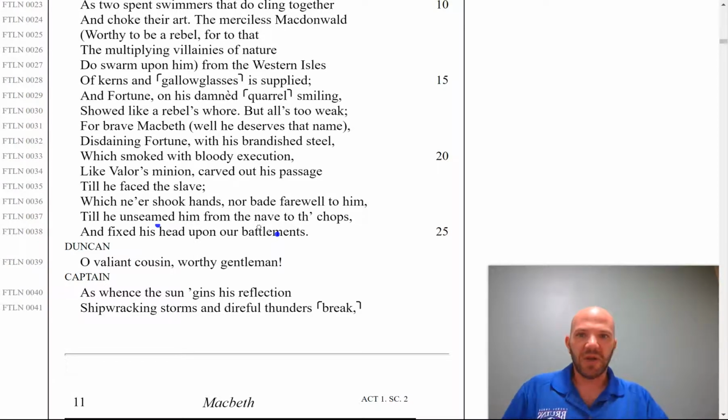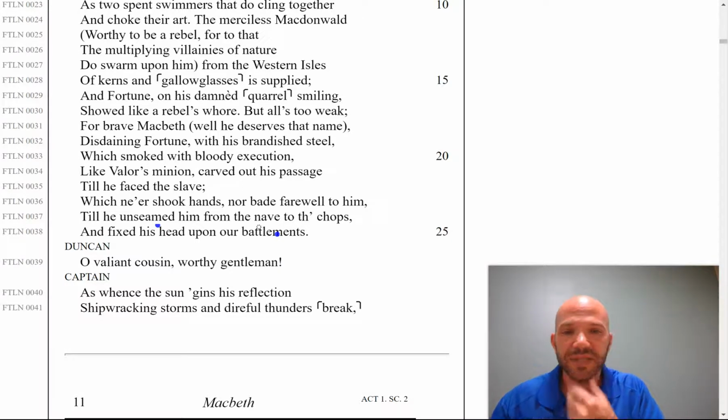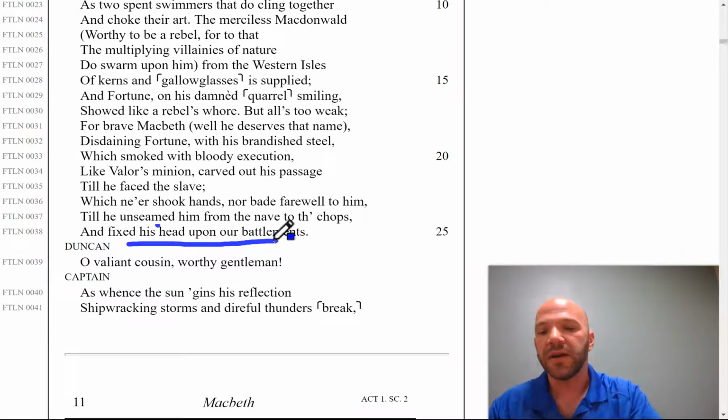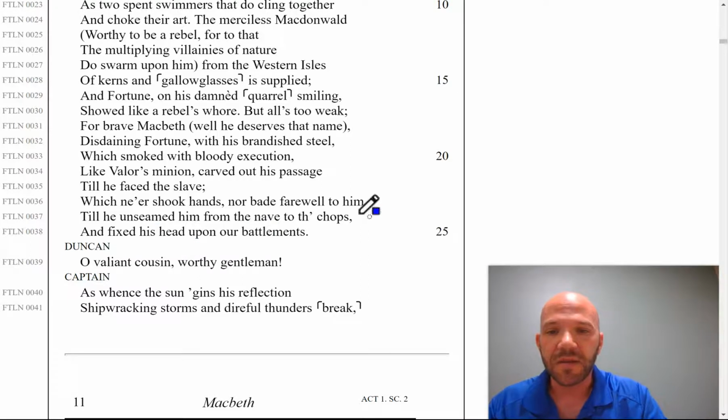This is gross. But imagining you have a seam right here, like a seam in a shirt or something, he just unseamed him from the nave, that's the navel, to the chops. That's your jaws. Okay. And then what did he do? He fixed his head upon our battlements, stuck his head up there as a warning, not to mess with the Scots. Okay. So this is our description of Macbeth.